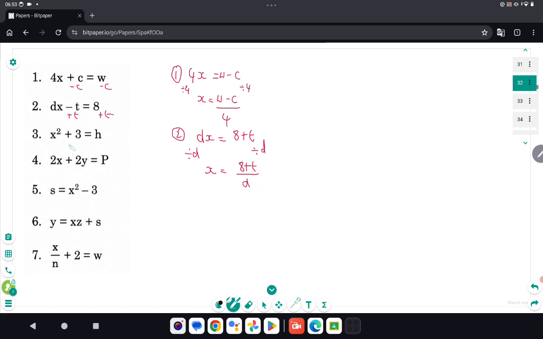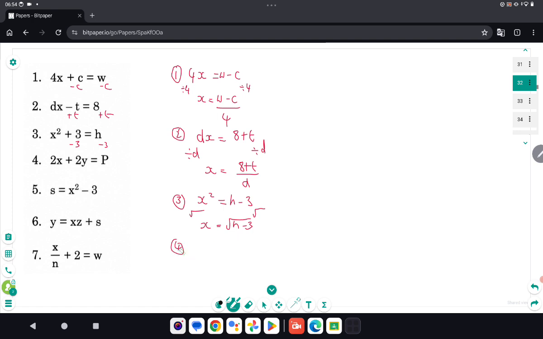Question 3. Minus 3 from both sides, which gives us x squared is equal to h minus 3. Square root both sides, x is equal to the square root of h minus 3.